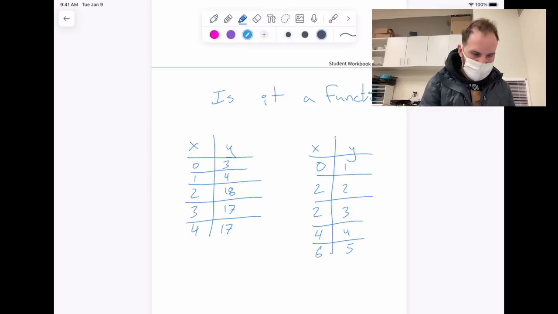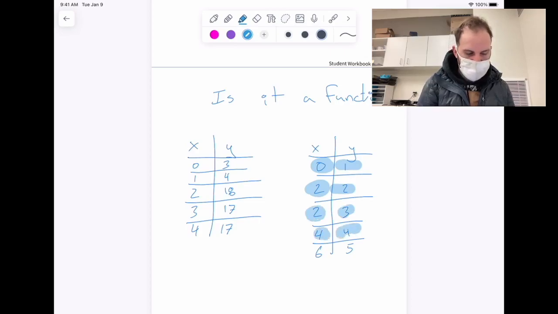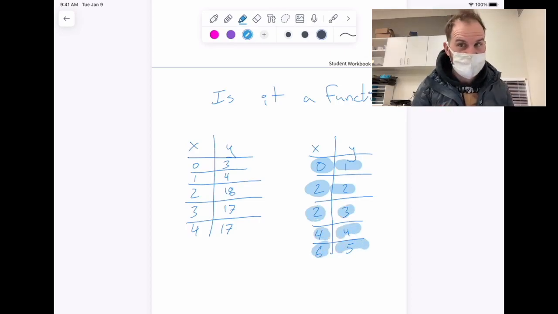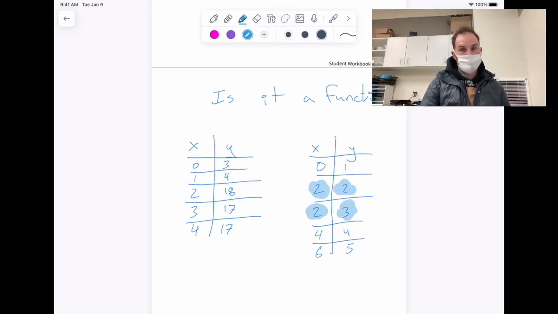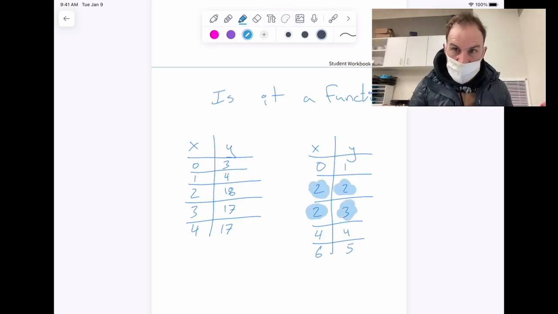Now, this one, let's check this out. Let's see if this is a function. 0 has an output of 1, 2 has an output of 2, 2 has an output of 3 as well, 4 has an output of 4, and 6 has an output of 5. Is this a function? It is not. Here's the main reason why, the only reason why: the input of 2 has 2 different outputs. So we don't know for sure which output we're going to get if we input 2. That is the main idea of the lesson today.